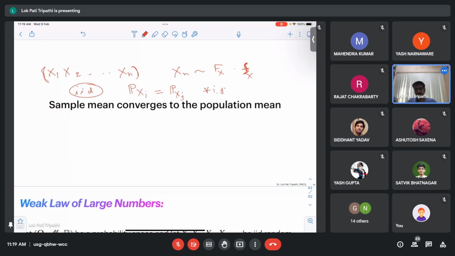Since they are identically distributed, it means they must come from a particular population that follows a particular, what should I say, distribution. So for instance, you can say normal distribution with parameters mu and sigma square.